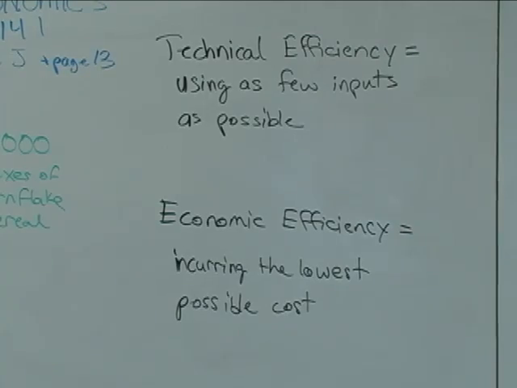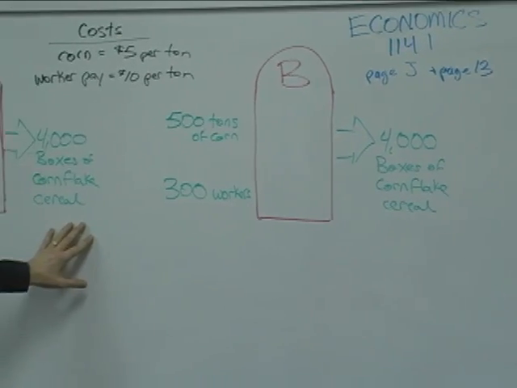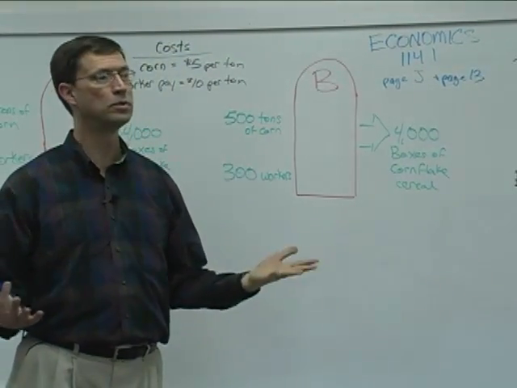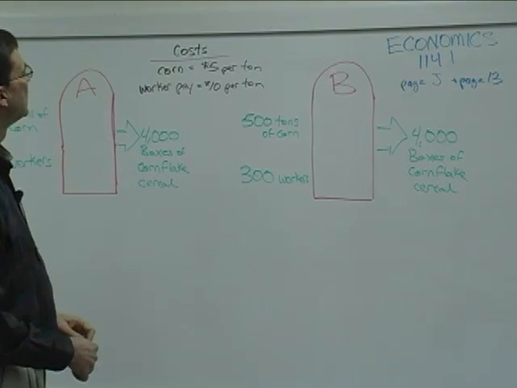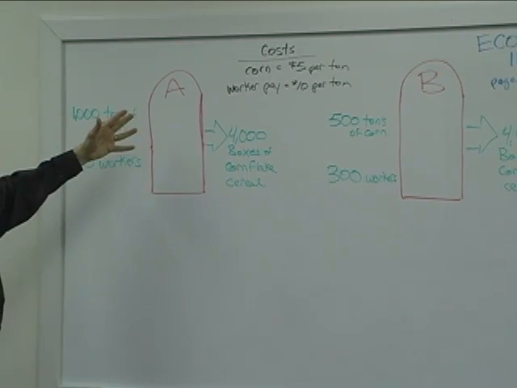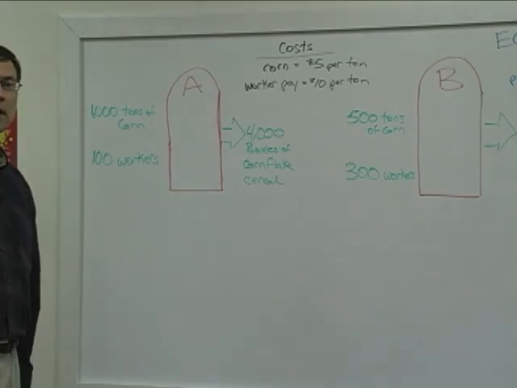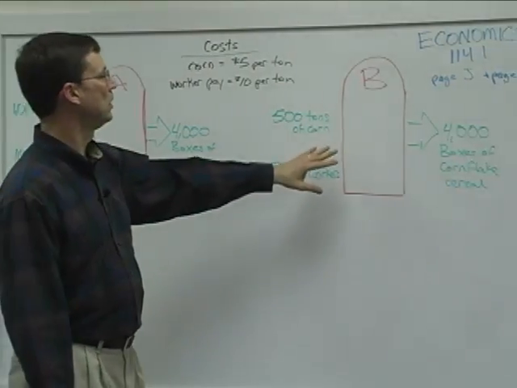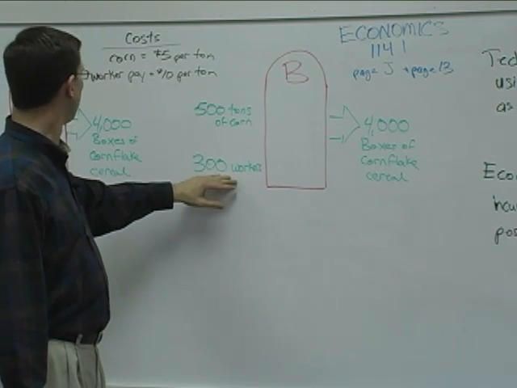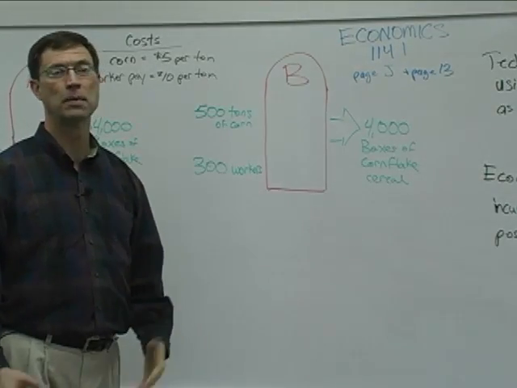Let's talk about that first. We have two factories here, both producing cornflake cereal, and they're both producing 4,000 boxes of cereal. So we're producing the same amount for both factories. The difference is factory A requires 1,000 tons of corn coming in and uses 100 workers to produce that 4,000 boxes. Factory B, on the other hand, uses 500 tons of corn and 300 workers, three times as many workers, to produce 4,000 boxes of cereal.